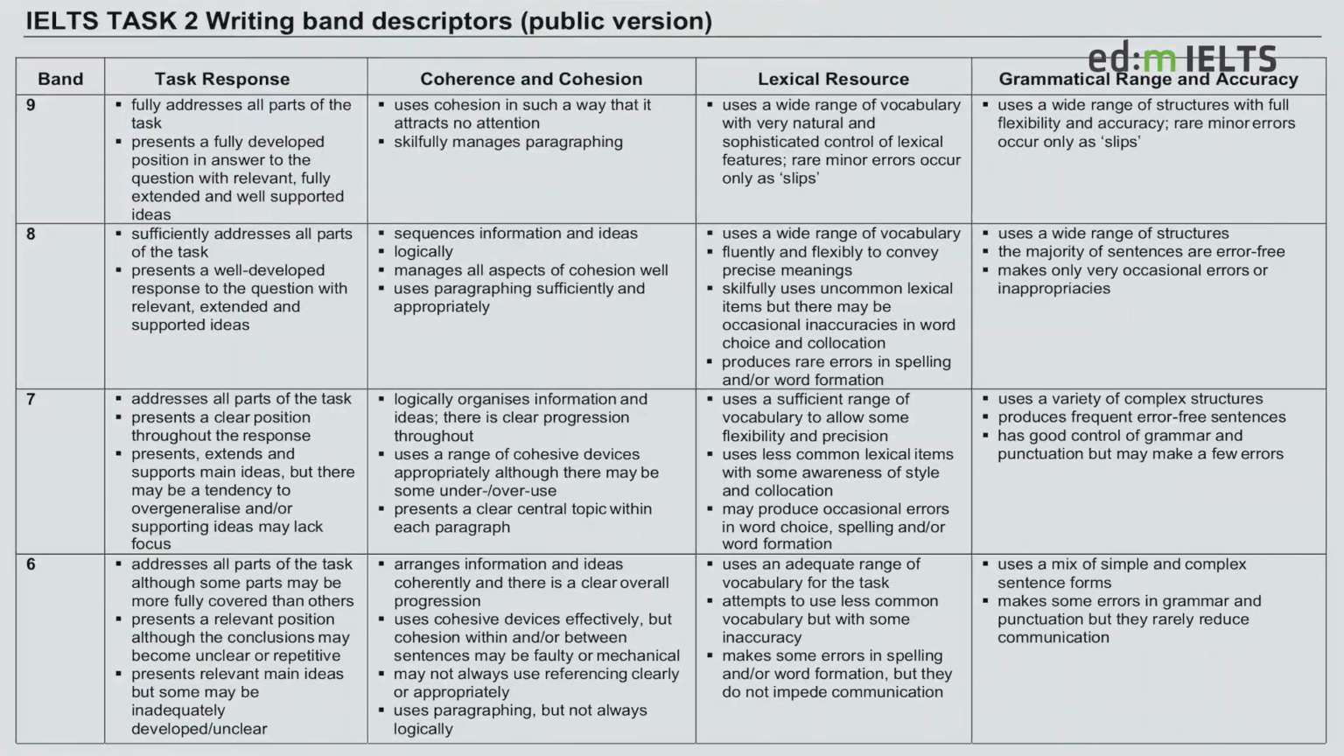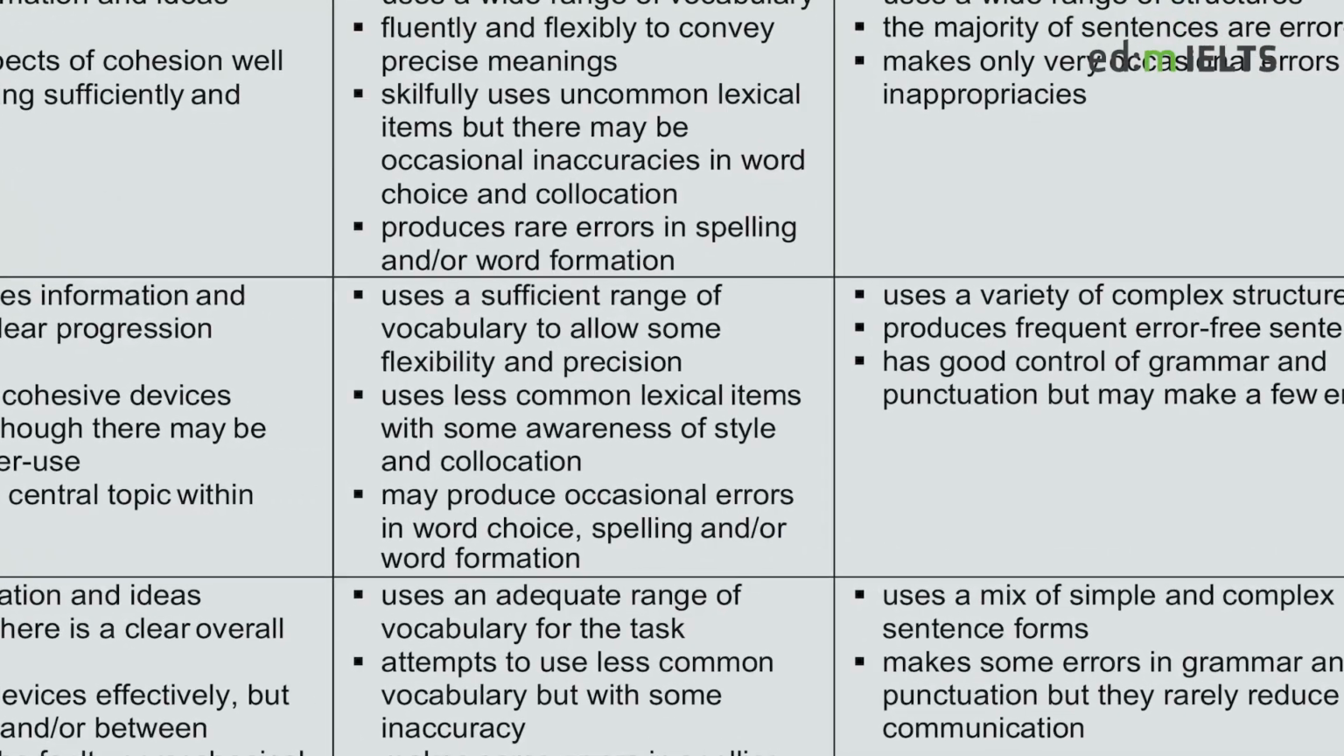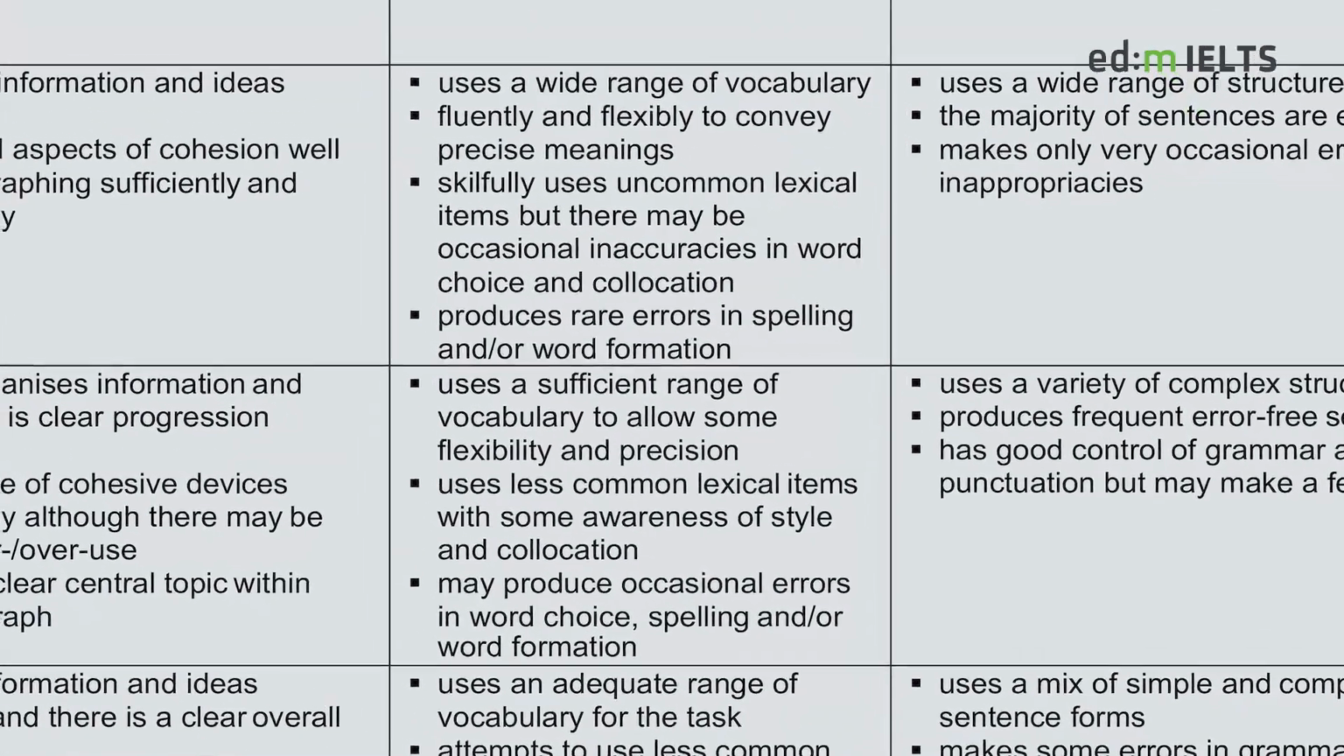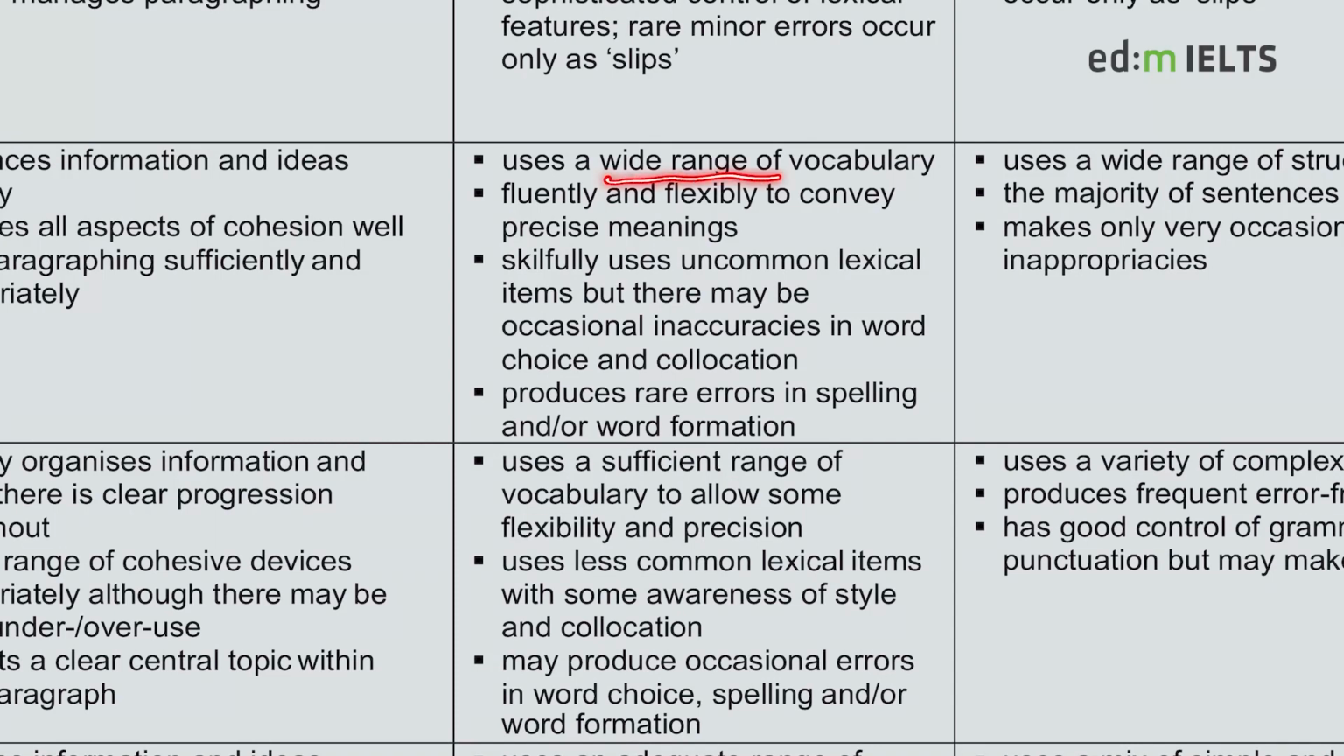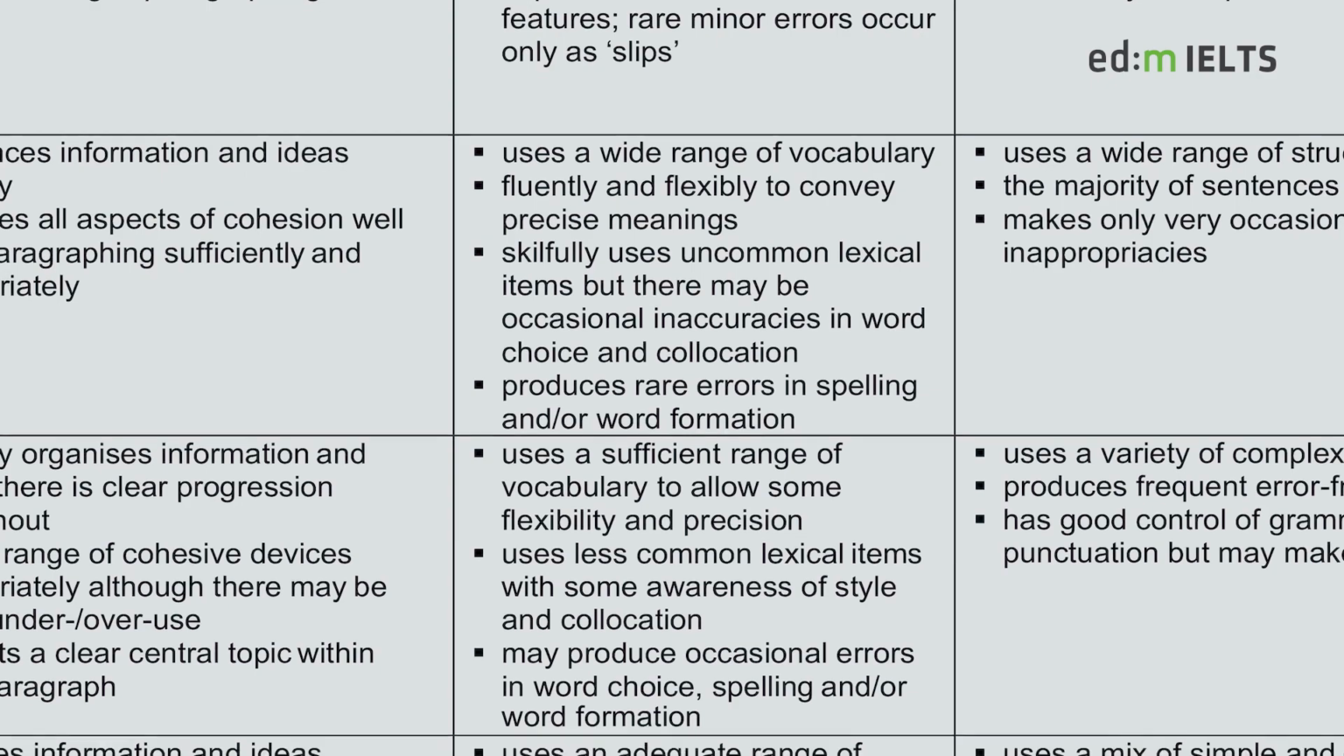So why didn't I give it 8? Well, is this a wide range of vocabulary? No, not really. As I said, ways of life is repeated. The writer didn't really think about what ways of life means. Ways of life, lifestyles, isn't it? Fluently and flexibly to convey precise meanings at times, but not always. Some uncommon lexical items. So overall it's going to be 7 and not 8.